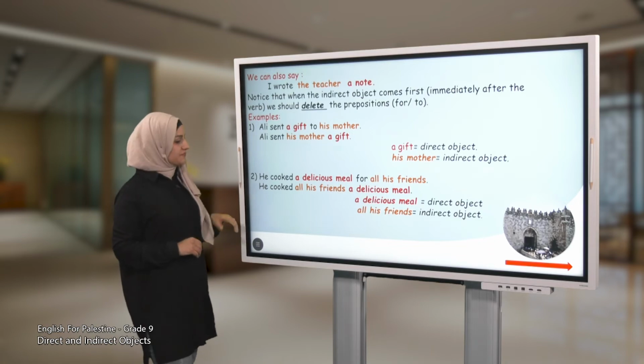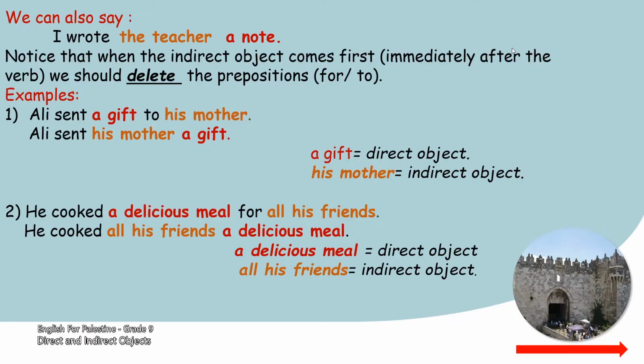Another example. He cooked a delicious meal for all his friends. What did he cook? A delicious meal. So a delicious meal is the direct object. For whom did he cook the delicious meal? For all his friends. So all his friends is the indirect object.